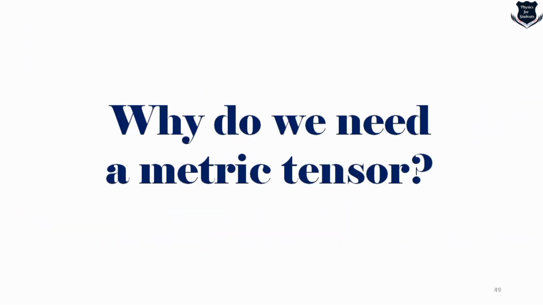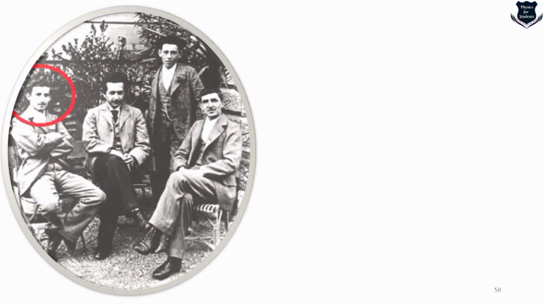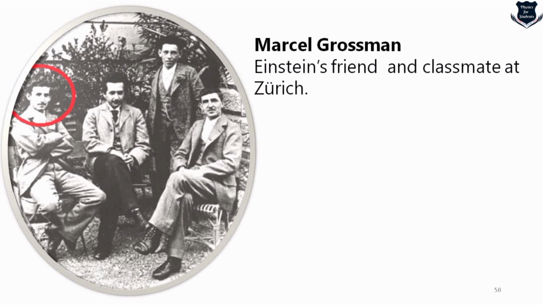Okay, so the question is why do we need a metric tensor? In general relativity, why do we need a metric tensor? Now, the basic reason is that if you see this kind of picture where Einstein is sitting, and on his left hand side is his famous friend Marcel Grossman, who was a classmate in Zurich. Now, I hope you don't take it wrong that Einstein had no idea about what is called differential geometry or tensor analysis. He had been independently trying to develop special theory and later general theory.